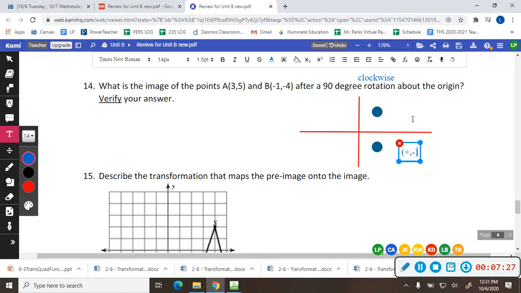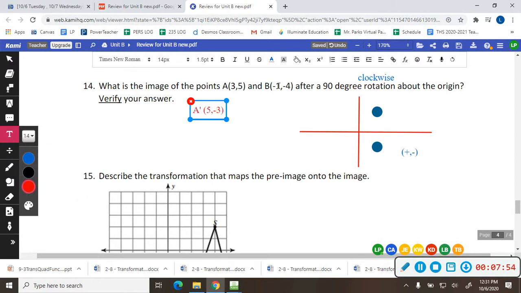And notice this is a rough sketch. Obviously, it's not going to be in that exact spot. But if you start here and go 90 degrees clockwise, that ends up over there. Okay, so for A, you swap the 5 and the 3 for 90 degrees, and then you keep in mind that the first number should be positive, second number negative, so that'd be (5, -3).